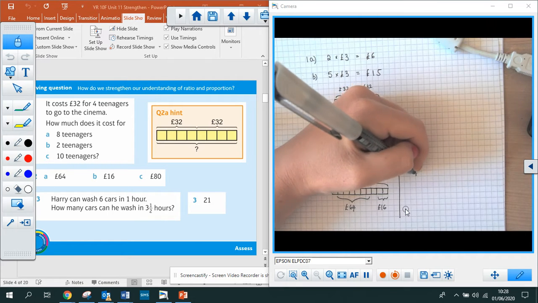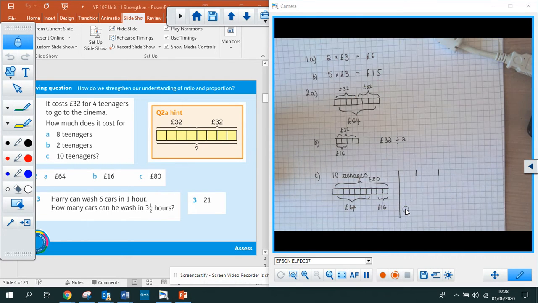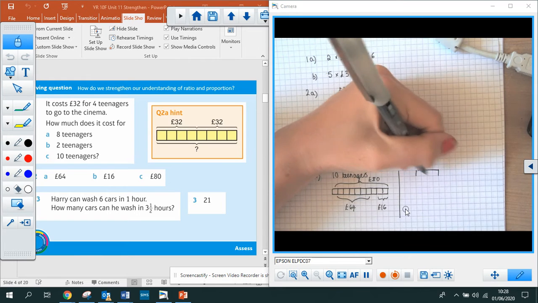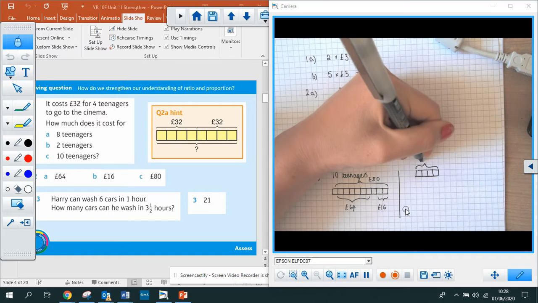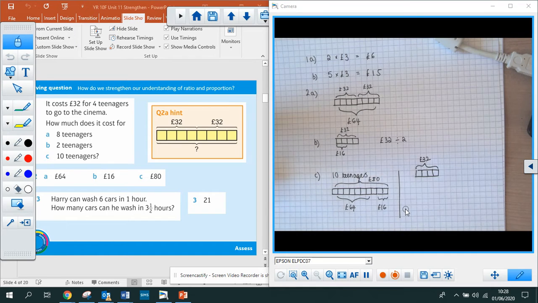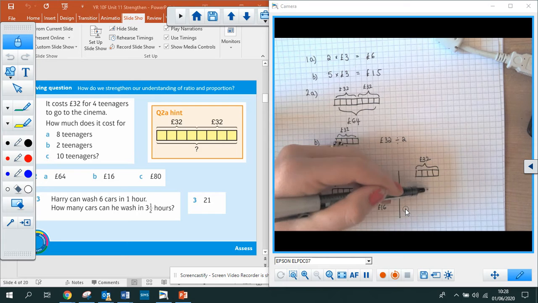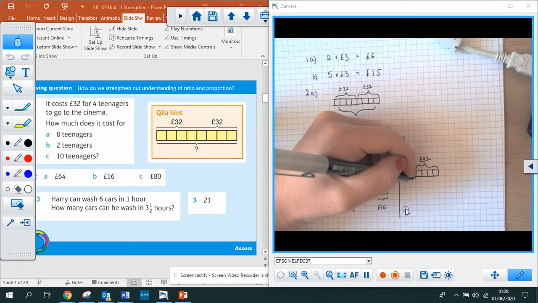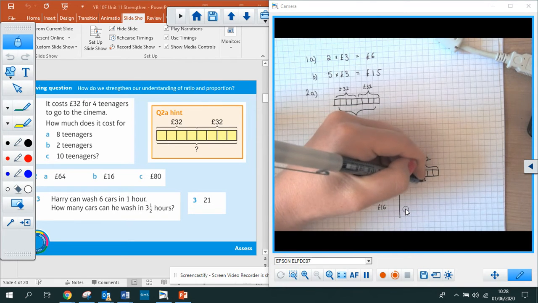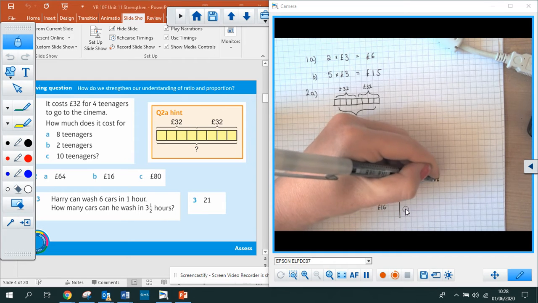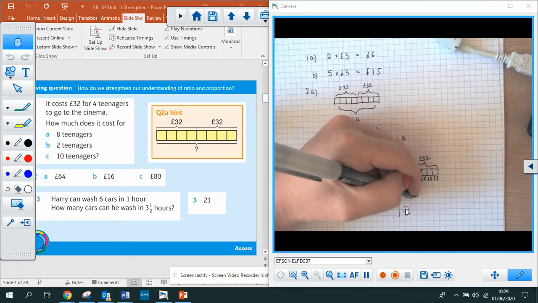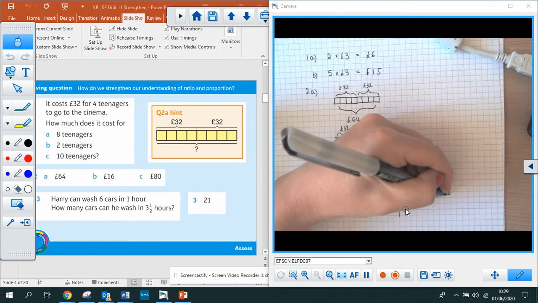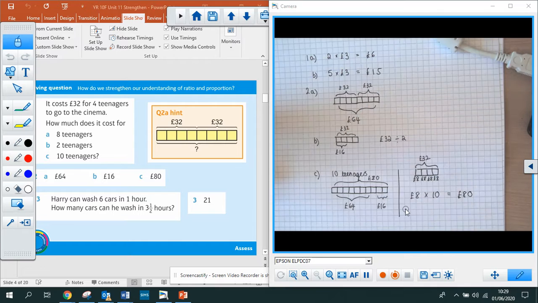So the cost for 4, we know from the question, is £32. So 4 tickets cost £32. So half for 2 would have been £16. So one ticket costs £8. Each of those tickets cost £8 each. Therefore, if we want to know the cost for 10 teenagers, we just need to do the cost for one ticket multiplied by 10 people, and that would also give us £80. Okay?